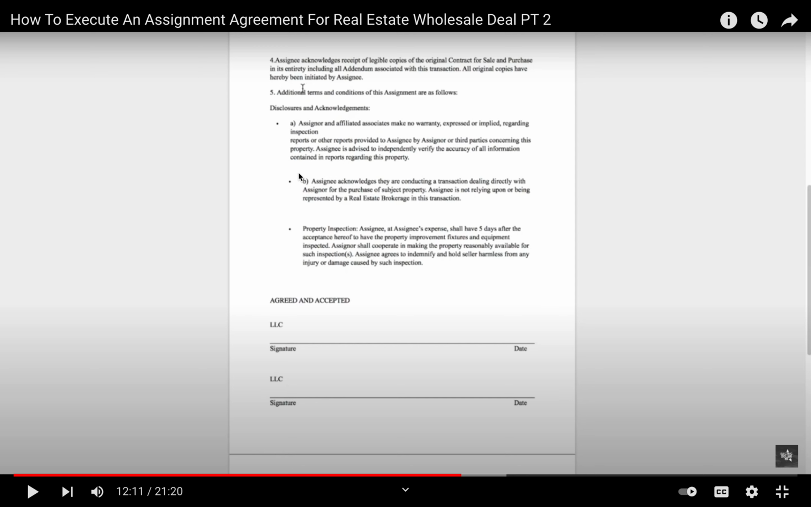They have to spend the money for an inspection or appraisal or whatever it is that they want to do in finding out if this property is something that they want to purchase. At this point they do, and that has nothing to do with you. You make no warranty expressed or implied about anything that's going on with the house. The buyer has to do their own homework. B says assignee acknowledges that they are conducting a transaction dealing directly with assignor for the purchase of subject property. Assignee is not relying upon or being represented by a real estate brokerage in this transaction.